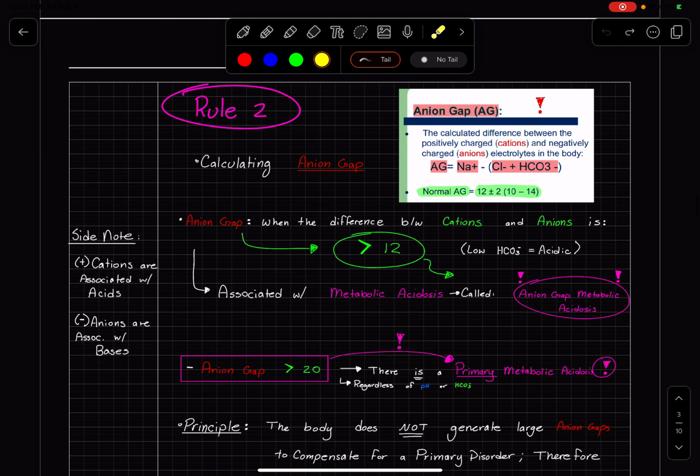Okay, rule 2. I bet you guys remember the anion gap. Oh, so fun. So the anion gap is essentially the gap between the amount of anions and cations you have. Cations are positive values. The way you remember that is because cation has a T in it, which looks like a plus sign. I've also heard people say cats are positive, but that's kind of more subjective.